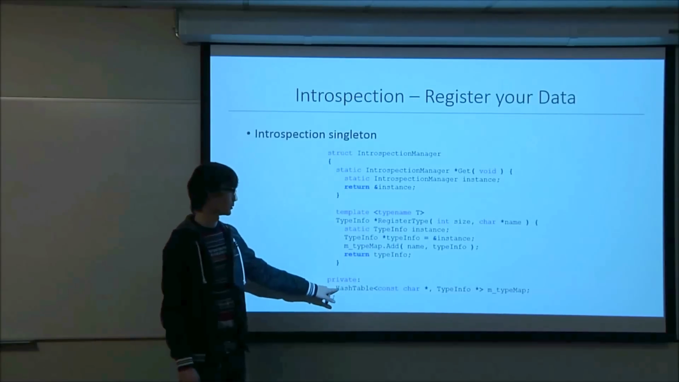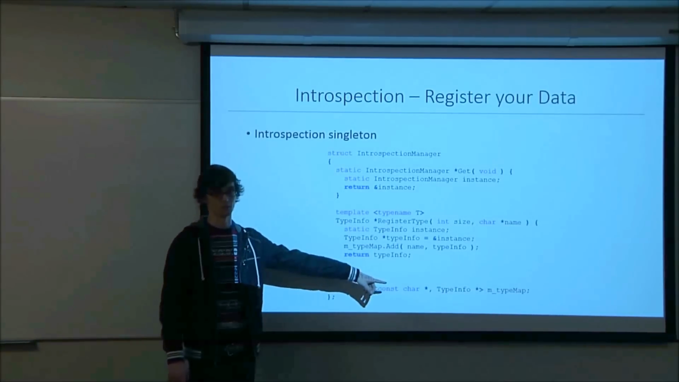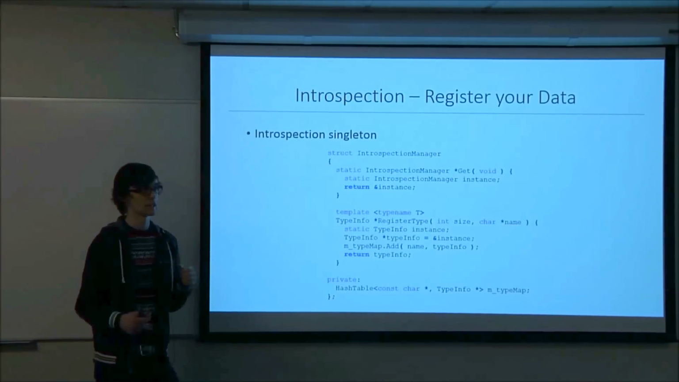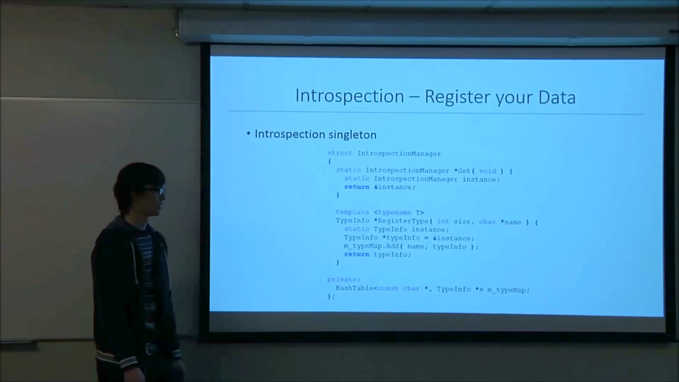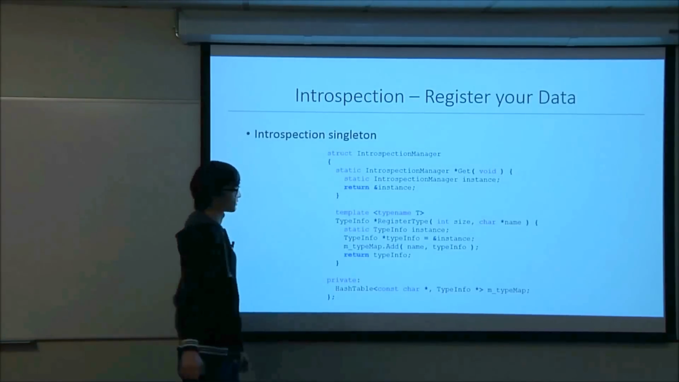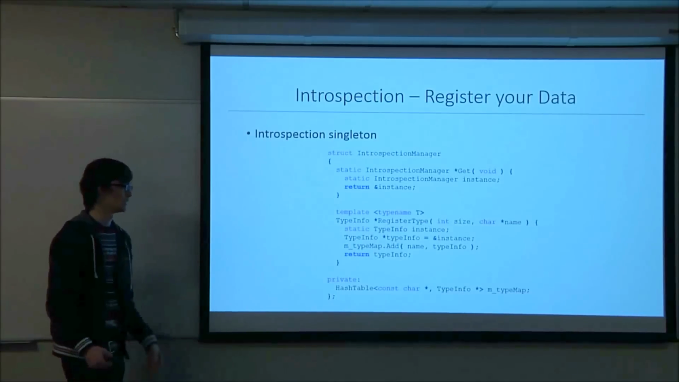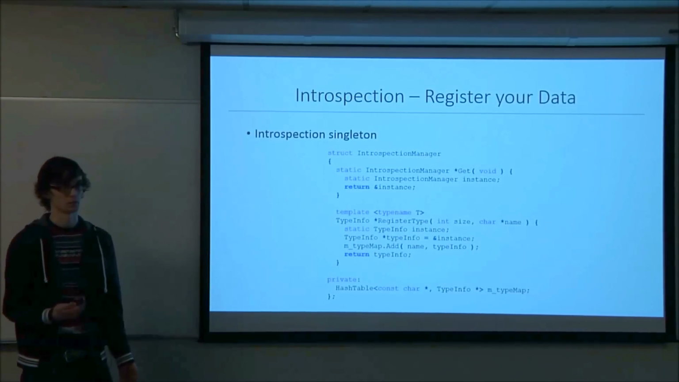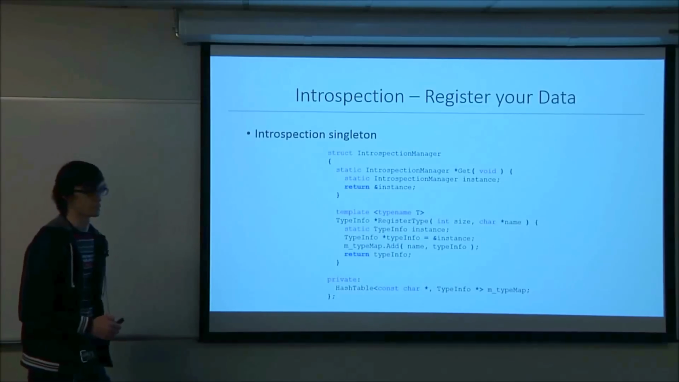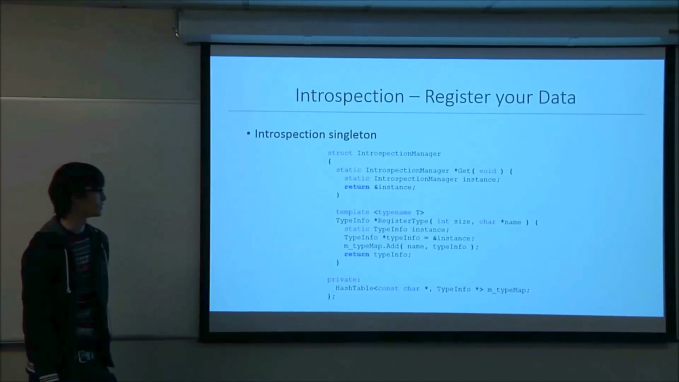And then, of course, you'll probably want to have a hash table of strings to these type info structs. That way, if you're reading a file and you read int, float, double, you can use these strings to look up these structs and immediately know everything about that type from a string. That's really important for serialization and whatnot, and data driving things.